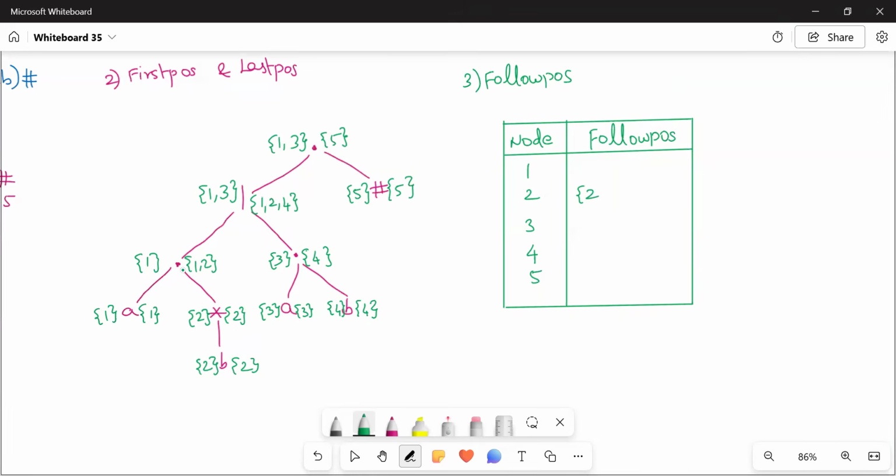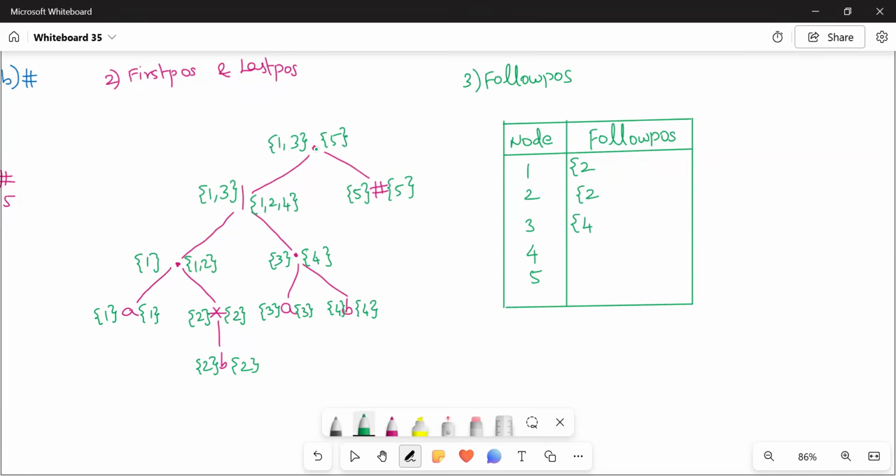Then cat node. In the cat node, we need to consider C1 and C2, and we need to consider last position of C1 and first position of C2. First position of C2 must be substituted to follow position of 1. So follow position of 1 is equal to 2. Then this cat node. For this cat node, we need to consider C1 and C2, and first position of C2 must be substituted to follow position of 3. So 4 must be substituted to 3.